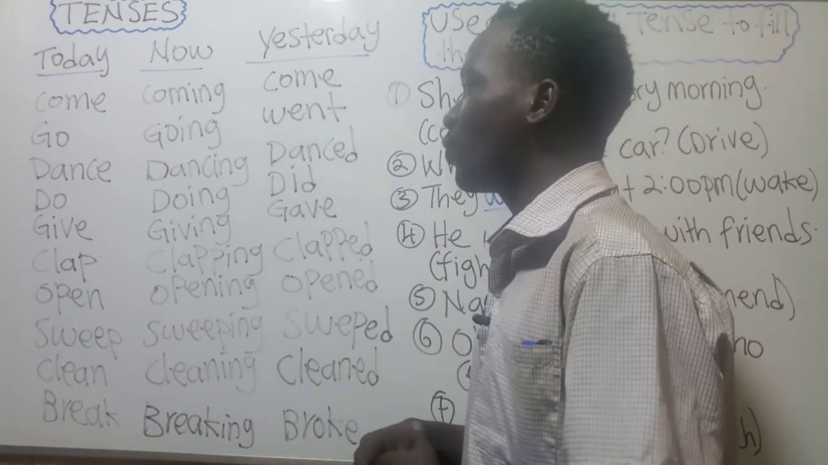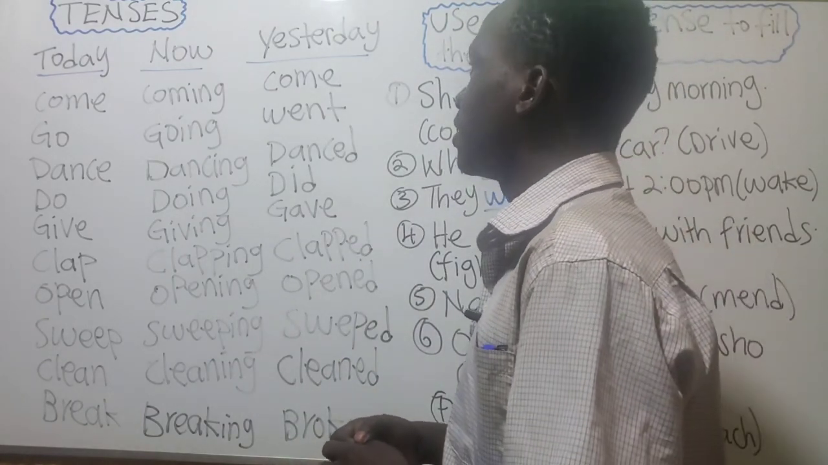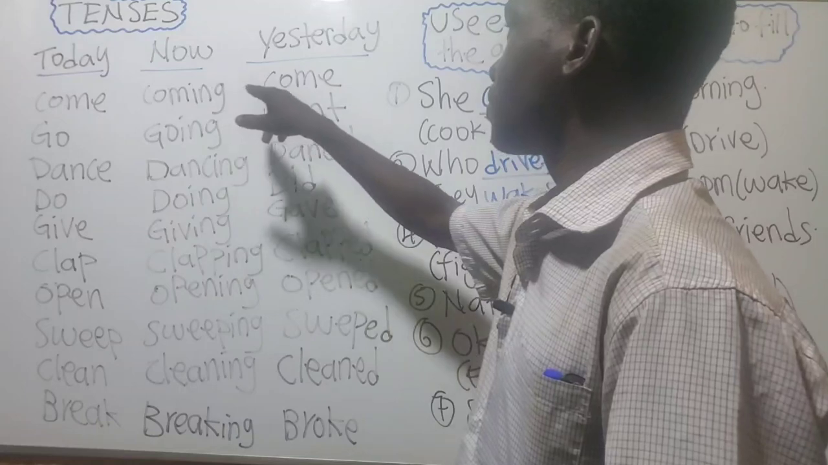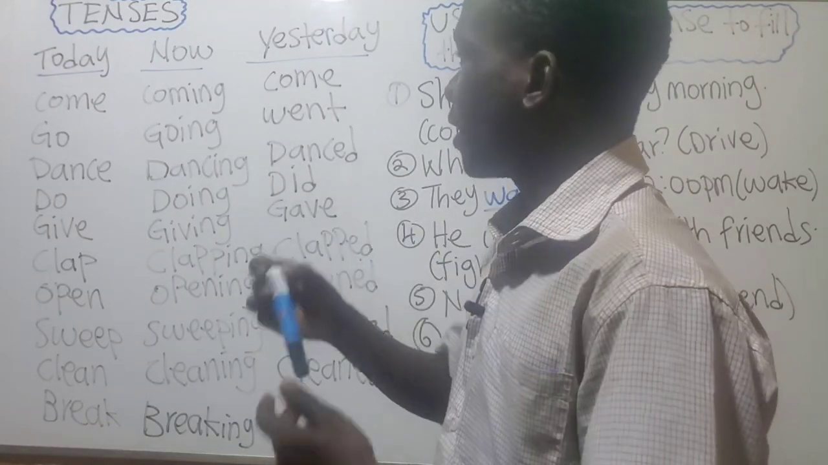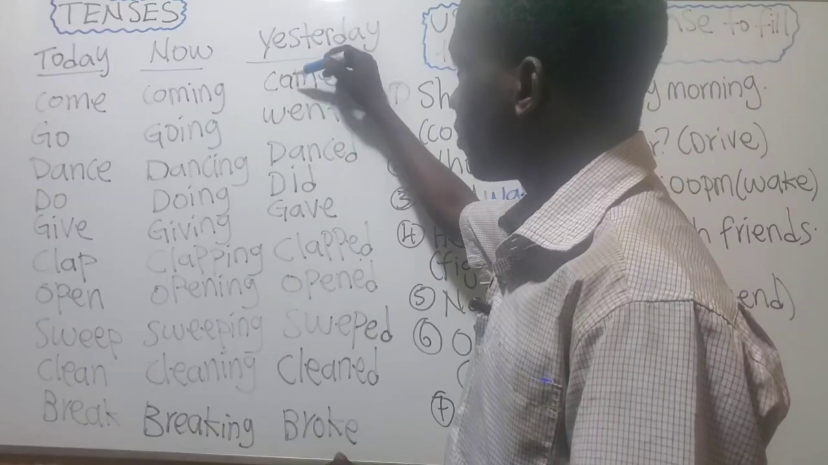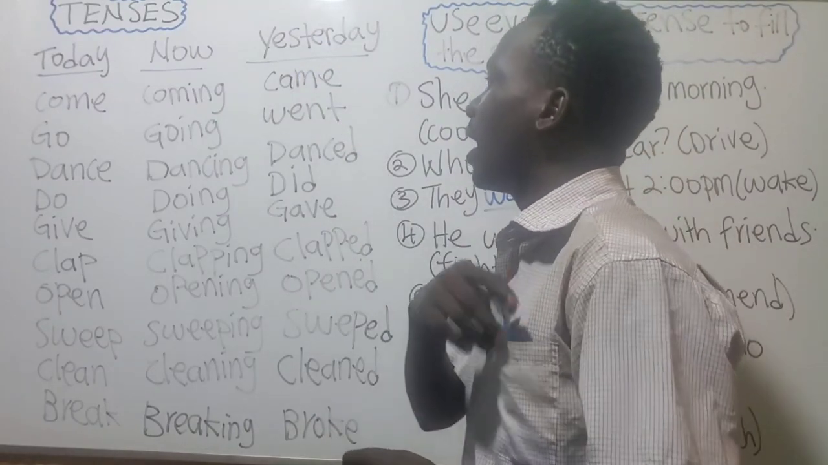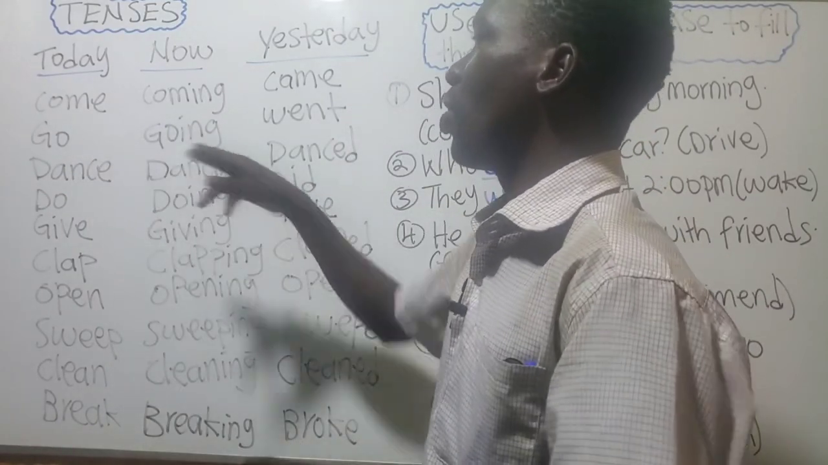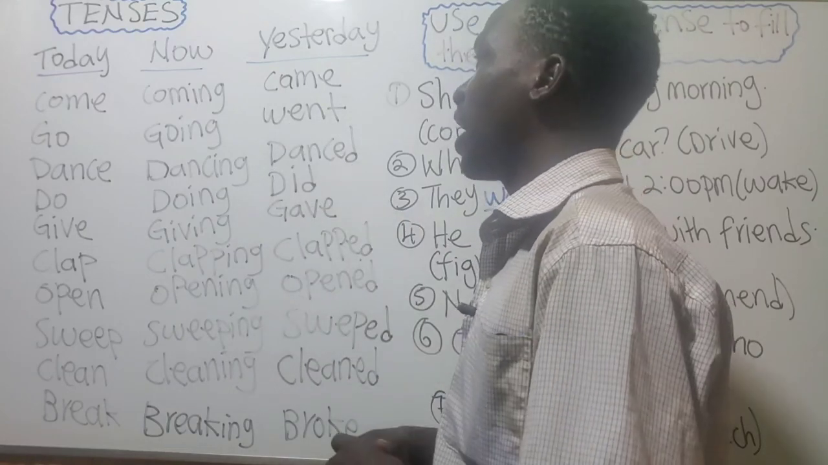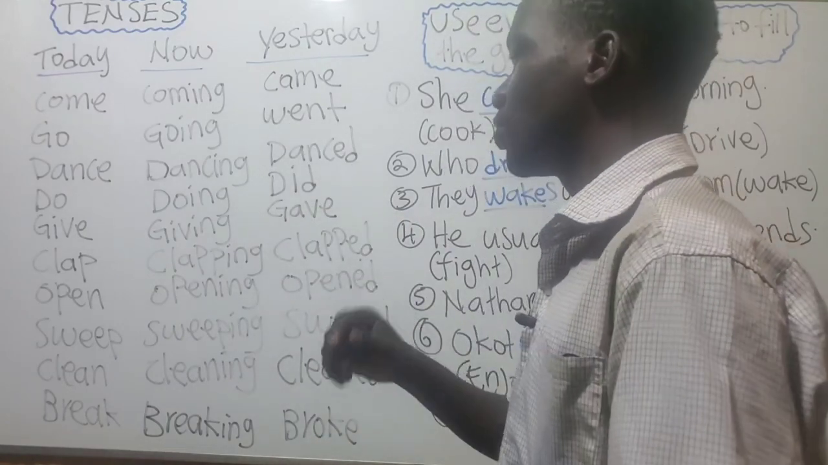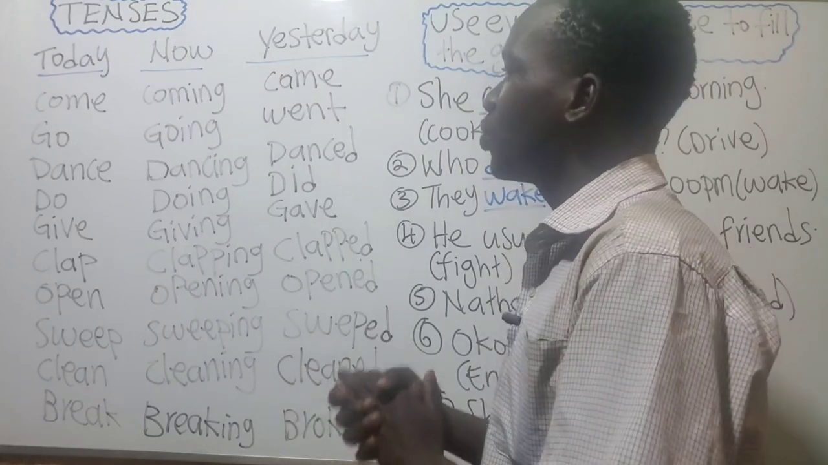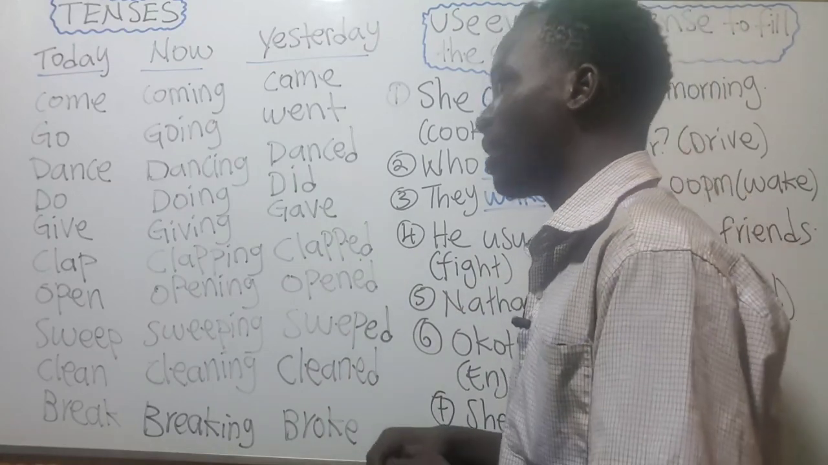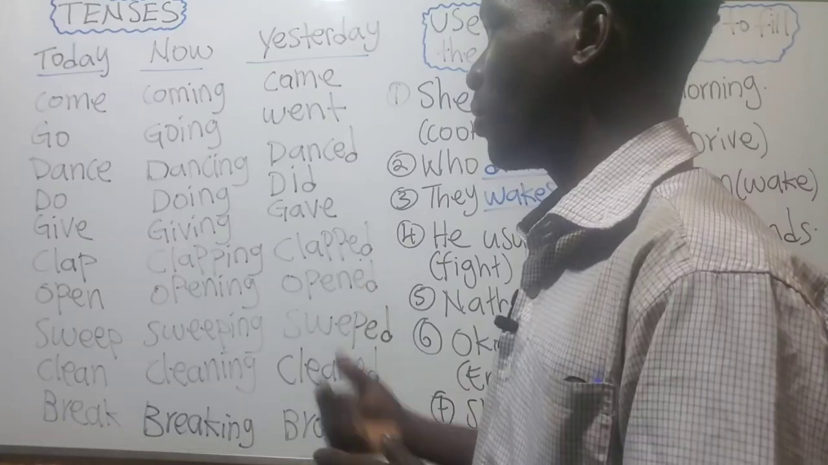And then yesterday we have came. Come, coming, came, okay? And then go. Go, going, and the past changes into went, okay? Go, going, and went. Most people don't understand that, but things change at some moment.